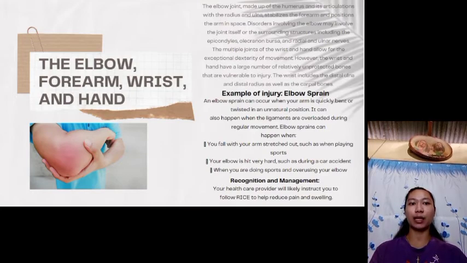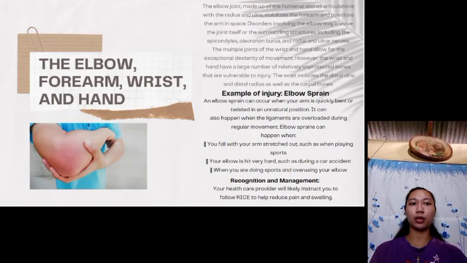However, the wrist and the hand have a large number of relatively unprotected bones that are vulnerable to injury. The wrist includes the distal ulna and distal radius, as well as the carpal bones. So, the thumb's movements are opposite to the hand and forearm: flexion, extension, abduction, and adduction. So, here is an example of injury, the elbow sprain.